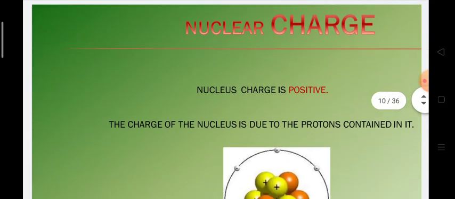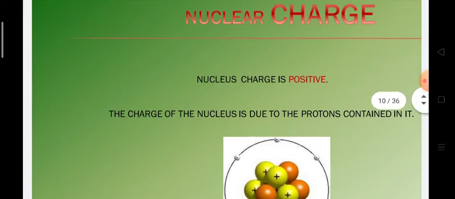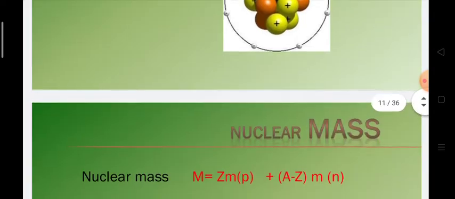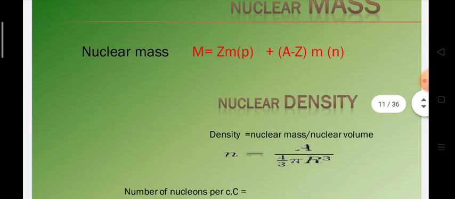Nuclear charge. Nuclear charge is always positive due to the existence of protons in it. The charge of the nucleus is only because of protons, because the charge of neutrons is always 0.